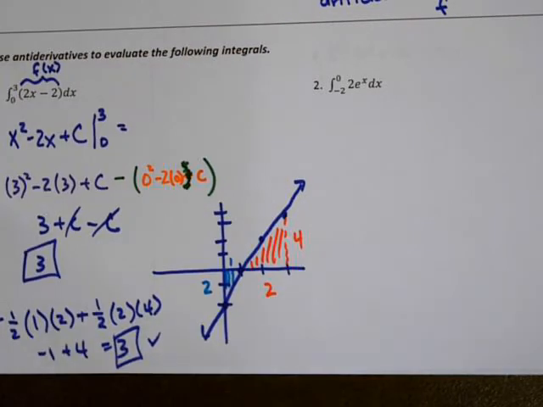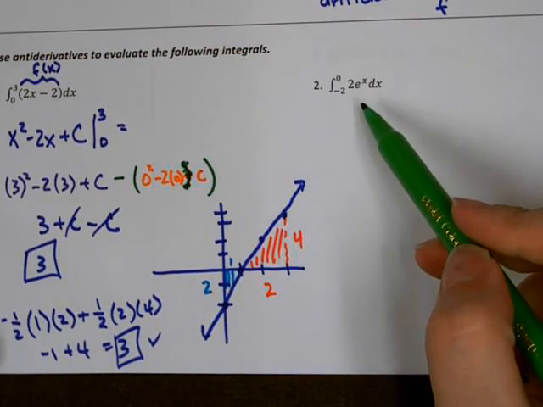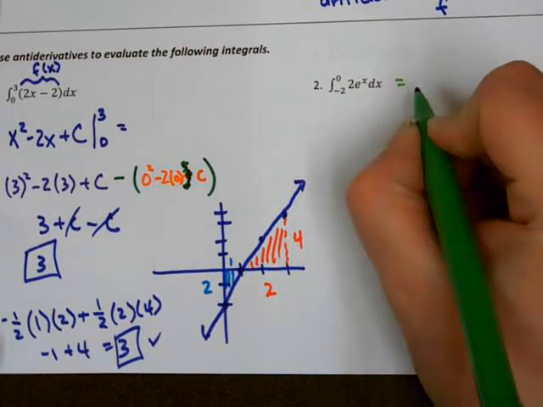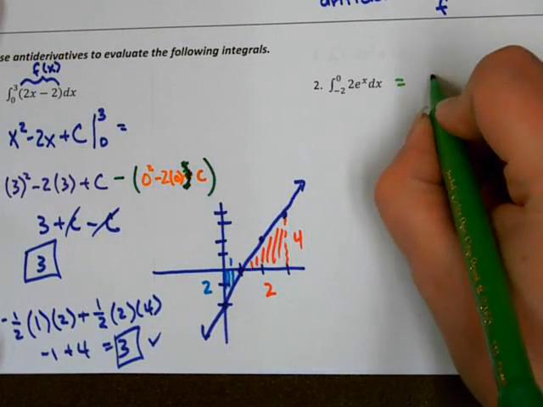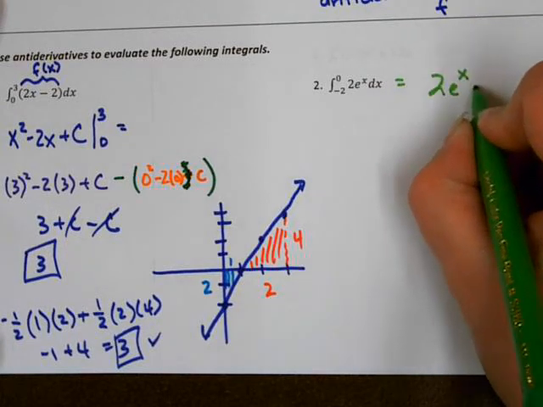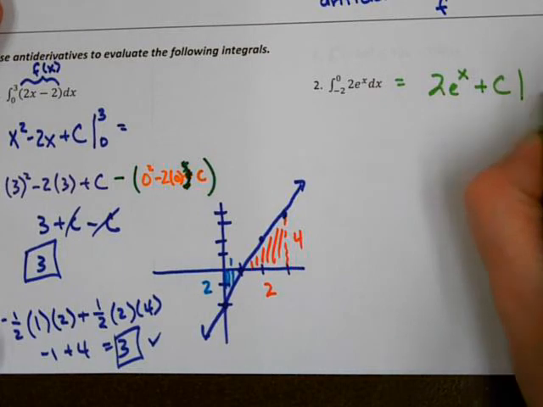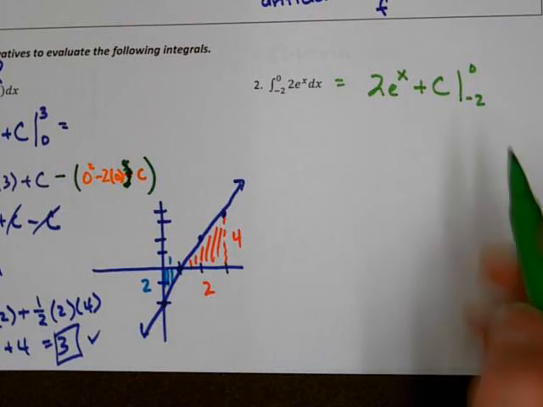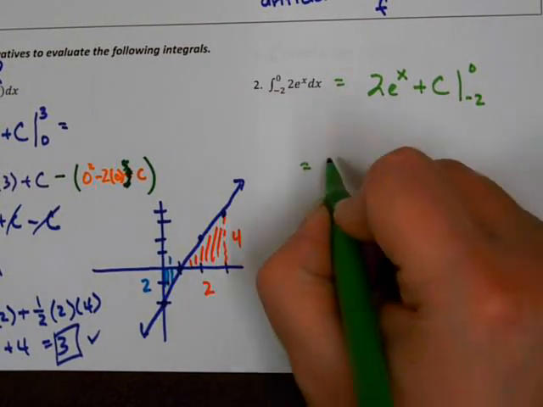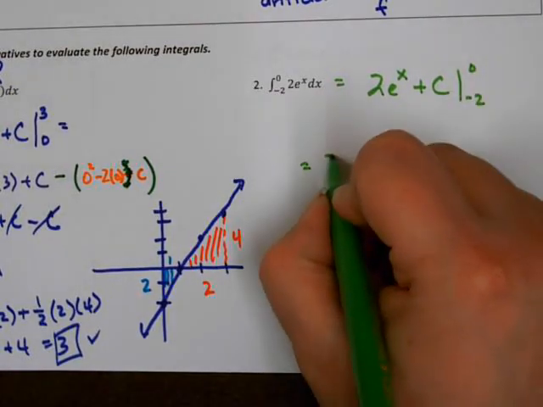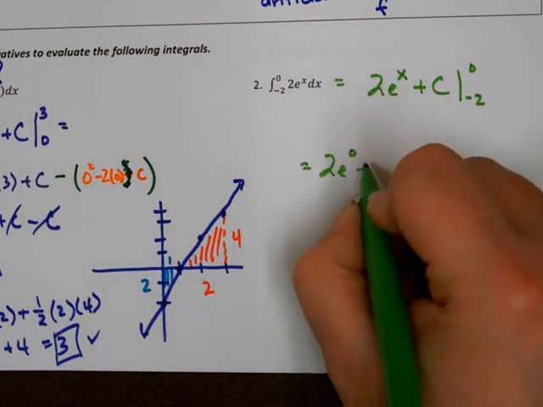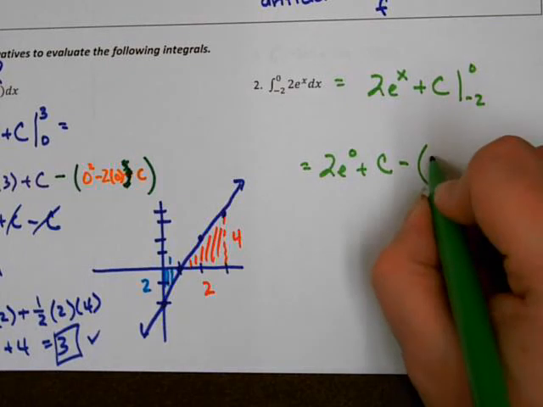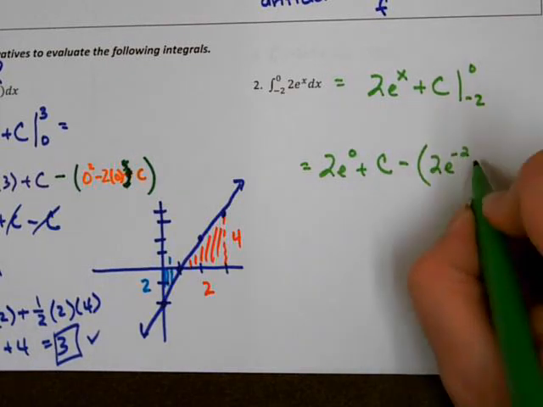So, in number 2 here, the first thing we need to do is find the antiderivative of 2e to the x. And hopefully you guys can look at that and you can recognize right away that that would just be 2e to the x plus c. And we're going to evaluate from negative 2 to 0. All right, so let's see. We're going to go ahead and evaluate. We're going to plug in our upper bound first. So 2e to the 0 plus c minus, and we want parentheses here, 2e to the negative 2 plus c.